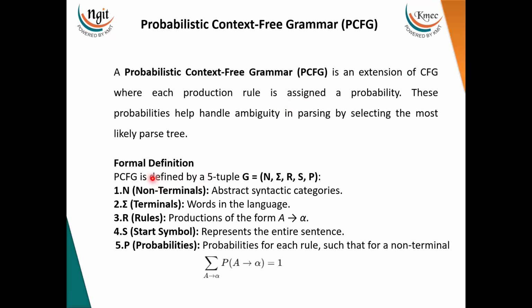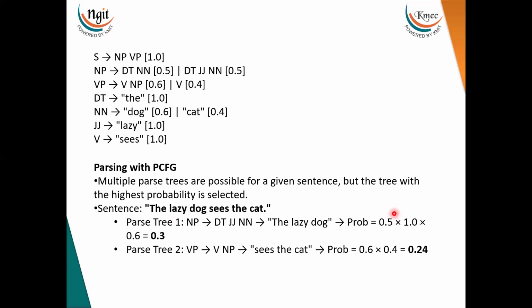So now this is the formal definition. A PCFG is defined by a five-tuple. These are all things which you already know: non-terminals, terminals, rules, start symbol, and probabilities. Now if you look at this example, I'll explain it.